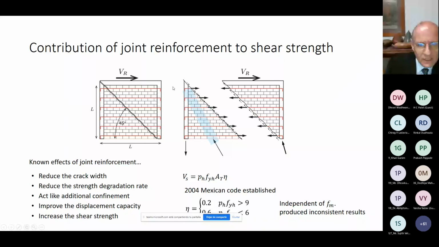So the basic hypothesis is this diagram. You have a basic cracking pattern of 45 degrees, and you have forces that are developed in the joint reinforcement. Here, joint reinforcement is shown with red horizontal lines. The effects of this reinforcement were already known when we started these experiments: they reduce the crack width, they reduce the strength degradation rate, which is a very important thing, the walls are more stable, they act like an additional confinement so that they improve the displacement capacity of the walls, and they increase the shear strength. These are the effects of the reinforcement.